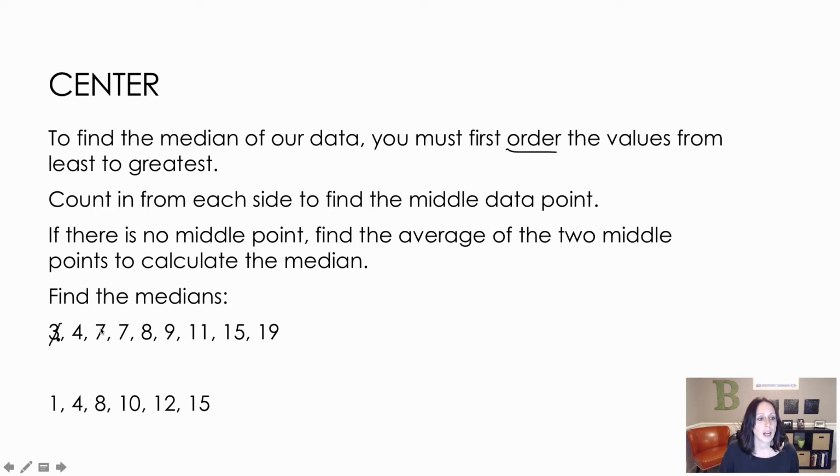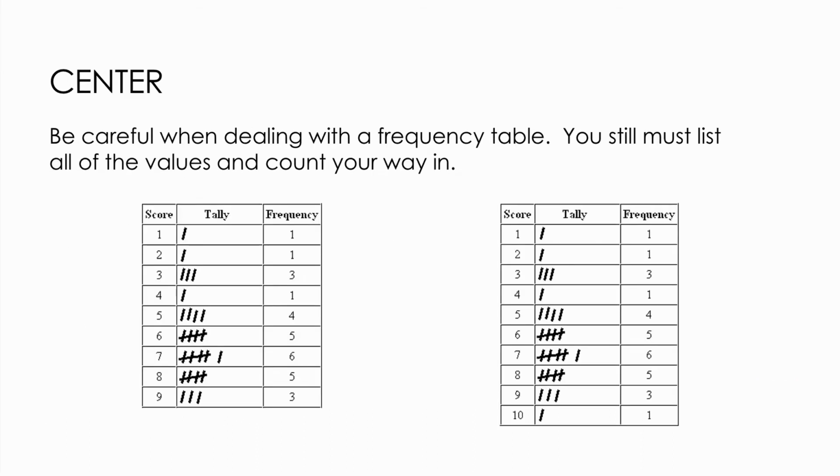So here I would count in from each side, so 2 in from each side, 3 in from each side, 4 in from each side, and I end up with 8 as my median. Now, if you have an even number of data, I'm counting in and I've counted 2 off of each side and I have 2 values left over. So my median is not 8 and 10. I would say let's take 8 plus 10, which is 18, and divide it by 2 because there were 2 values, and find that my median is 9.